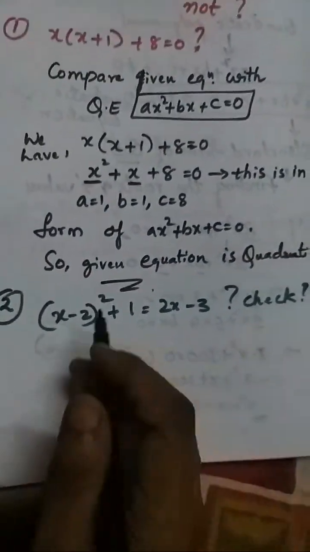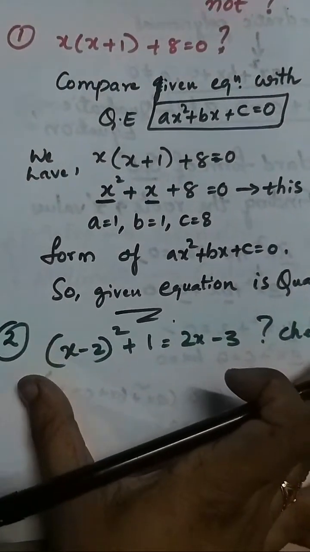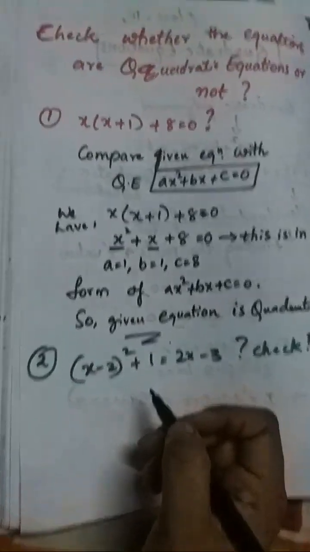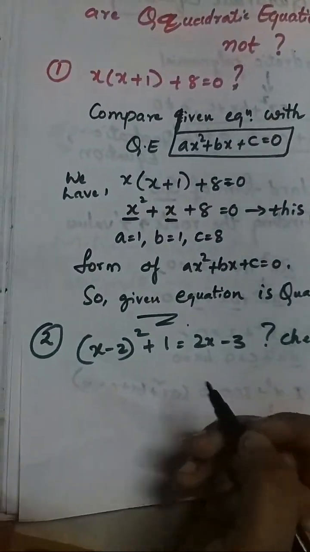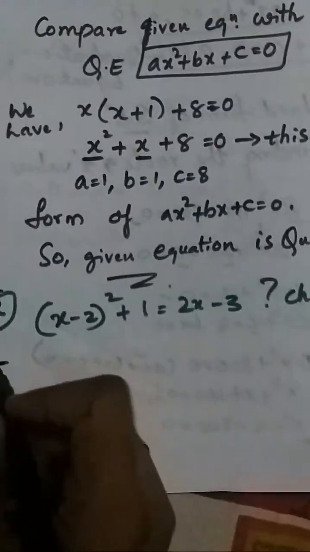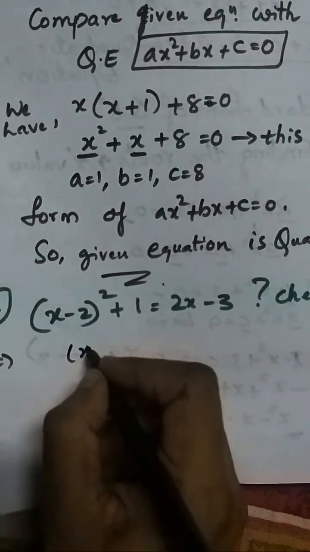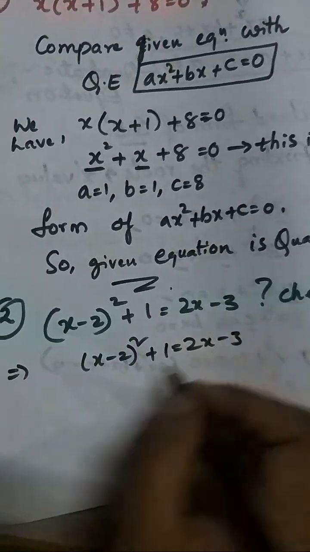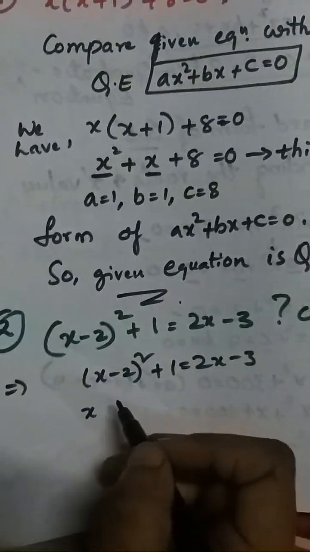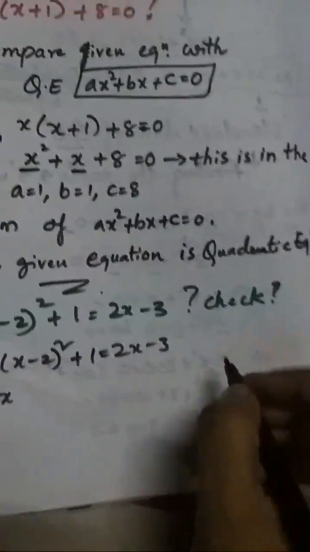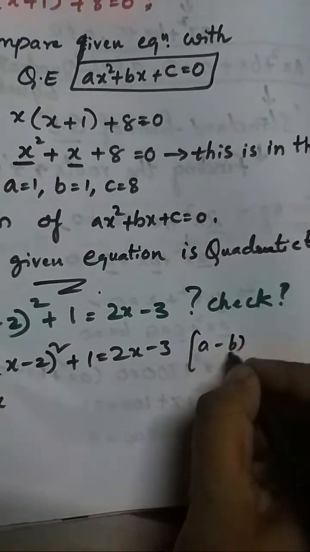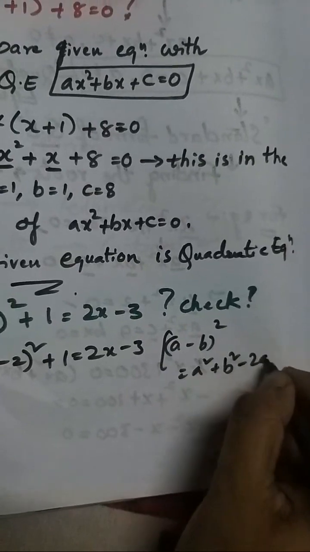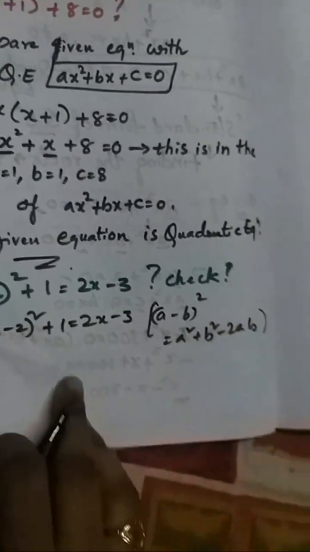Okay, first we have to check what the given equation is, whether the given equation is in quadratic form or not. First we have to expand the given equation, which is in the form of (a minus b) whole square, that is a square plus b square minus 2ab. We have to expand this.